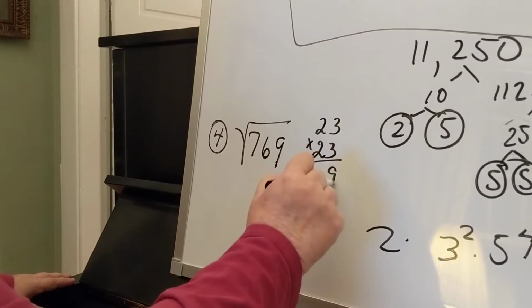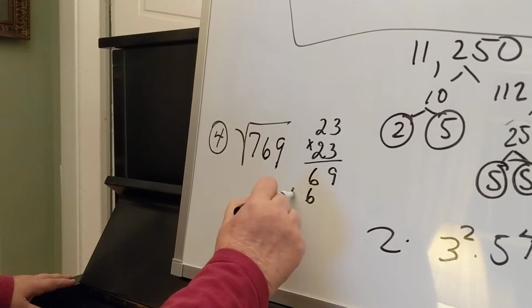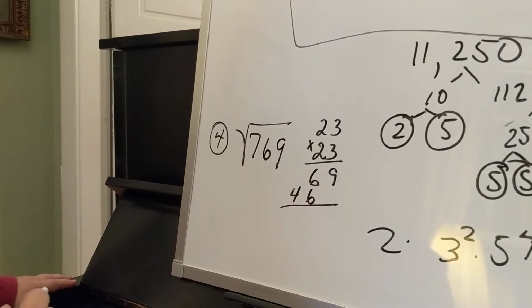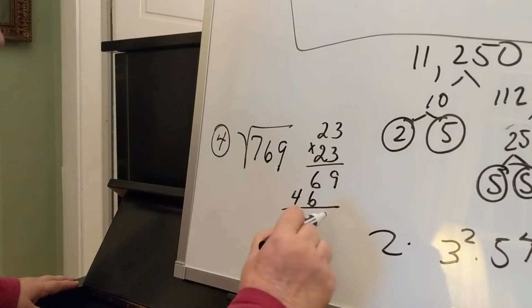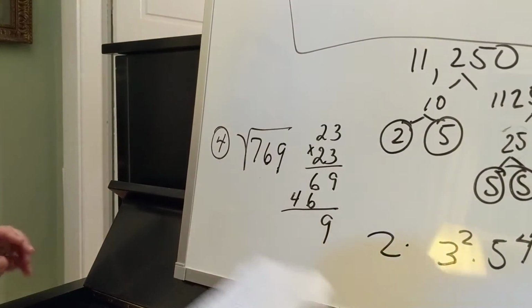3 times 3 is 9, 3 times 2 is 6, 2 times 3 is 6, 2 times 2 is 4. Did I do that right? And let's see. Am I not doing something right?